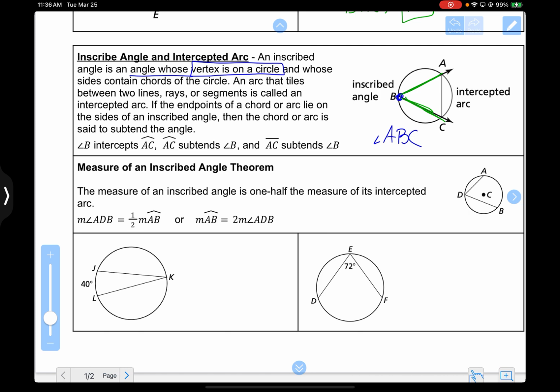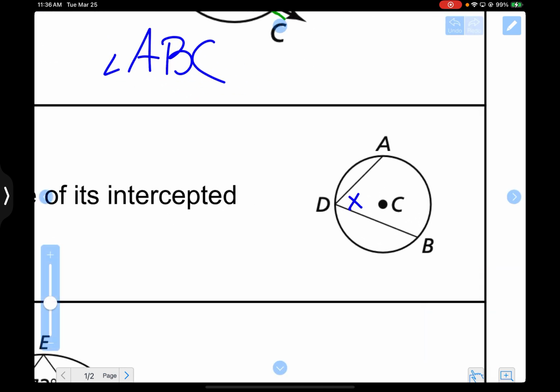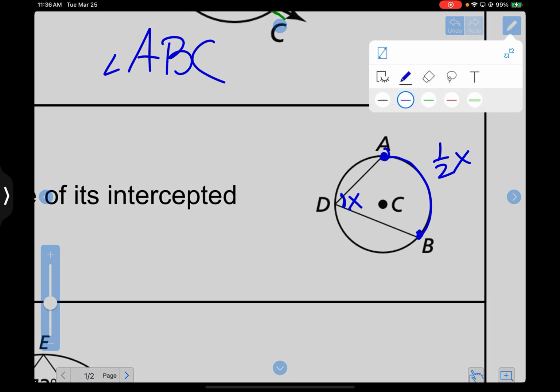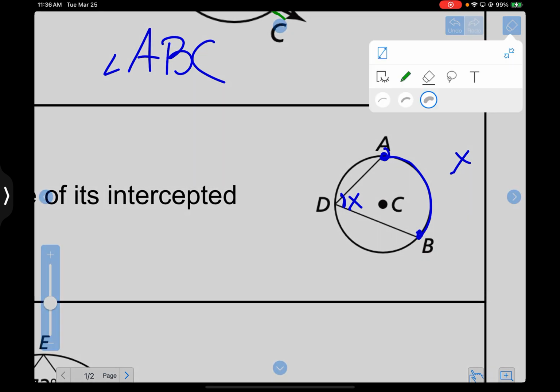And so that's just what an intercepted arc is. So what we know about our inscribed angles and their arcs is that if we have angle D right here and we say that angle D is X, then we know that arc AB is 2 times X. We can also look at it as angle D being 1/2 of the arc.